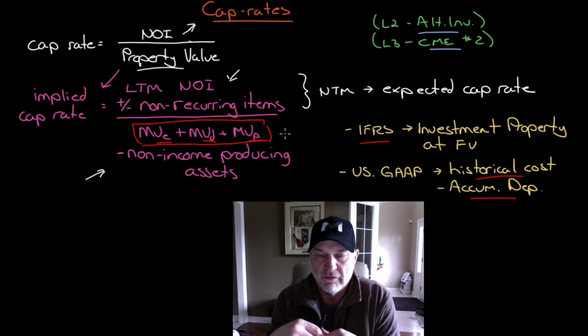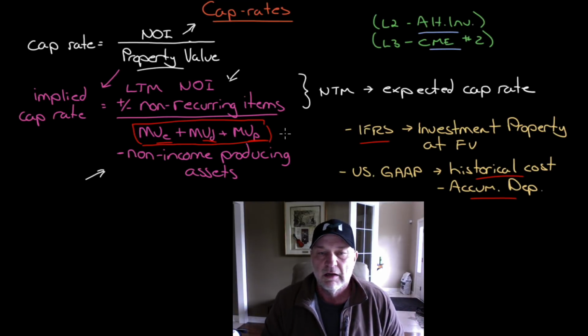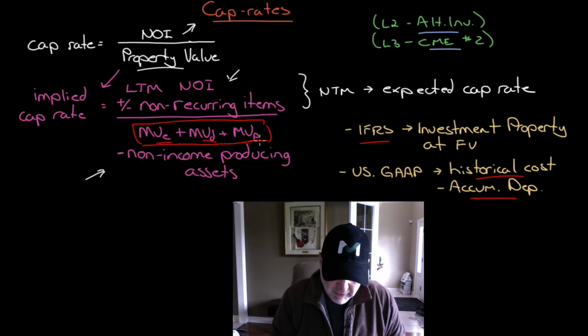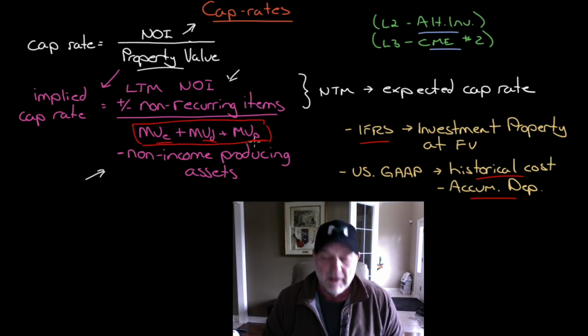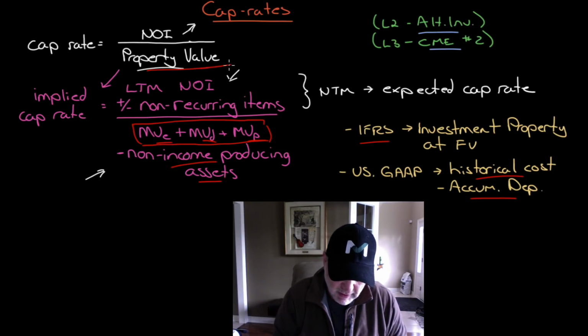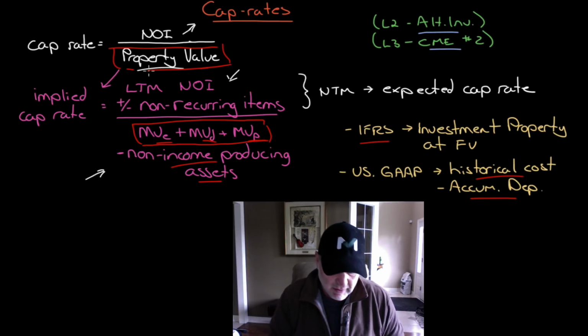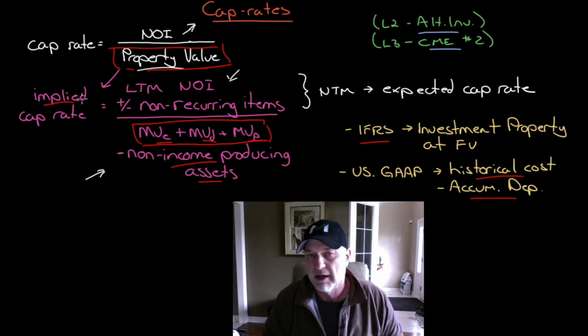If they don't report their debt on a fair value basis, which probably they wouldn't, they will tell you what the fair value of that debt is. So market value of equity, market value of debt, market value of preferred, less any non-income producing assets. So what you're getting in the end should be the market value of the property. And this is called an implied cap rate.